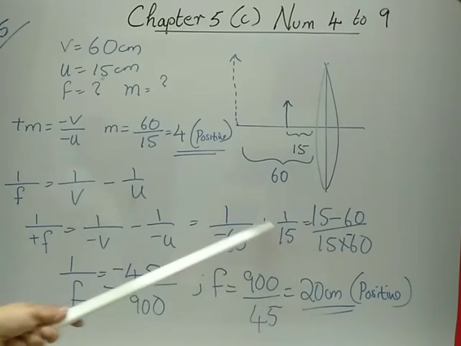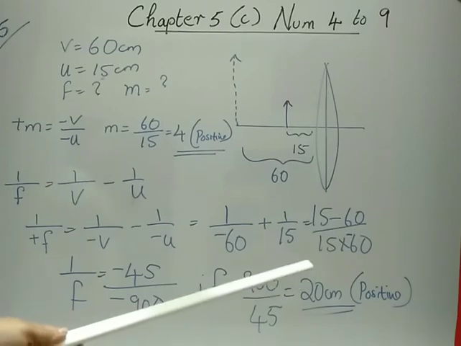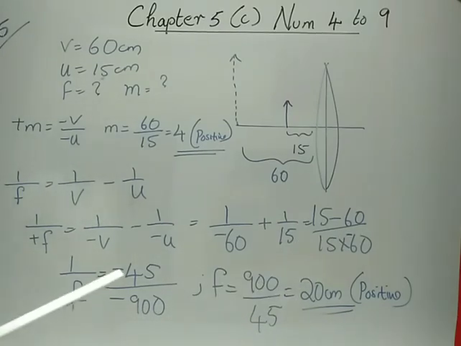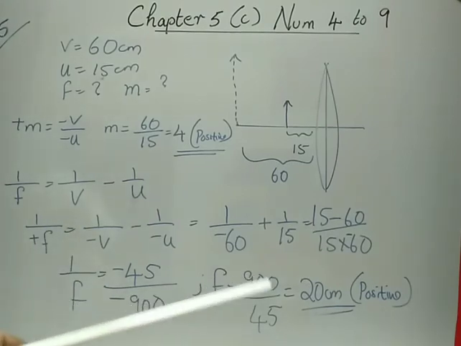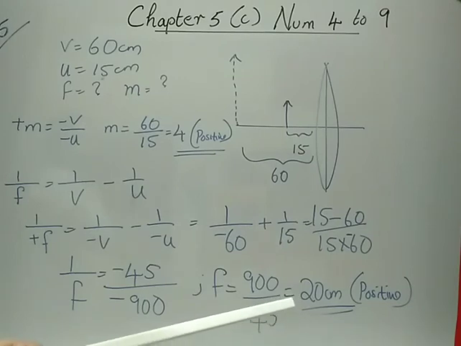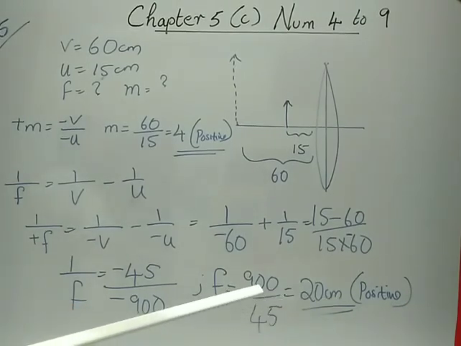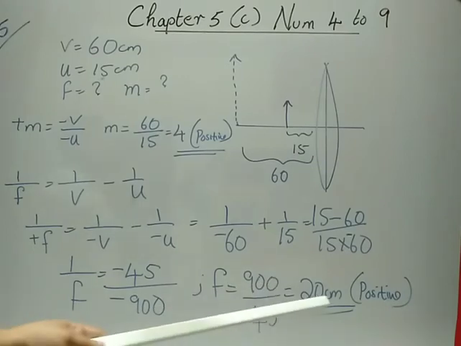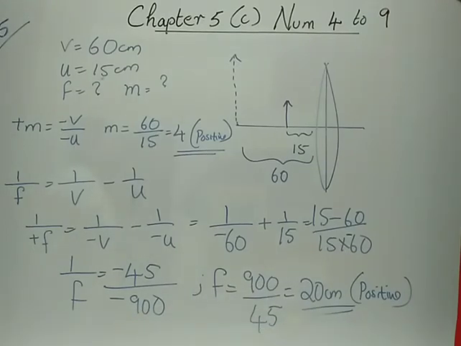Cross multiply. 15 minus 60 by 15 into negative 60. You will get negative 45 by negative 900. Again these two negatives will get cancelled. 1 by F is this much. So F by 1 reciprocal 900 by 45. So you got focus is 900 by 45, that is 20 centimeter. So here also if the focus and magnification are asked, better you just write the positive or negative. If it is a convex lens, focus is positive. So just write in bracket 20 centimeter positive.